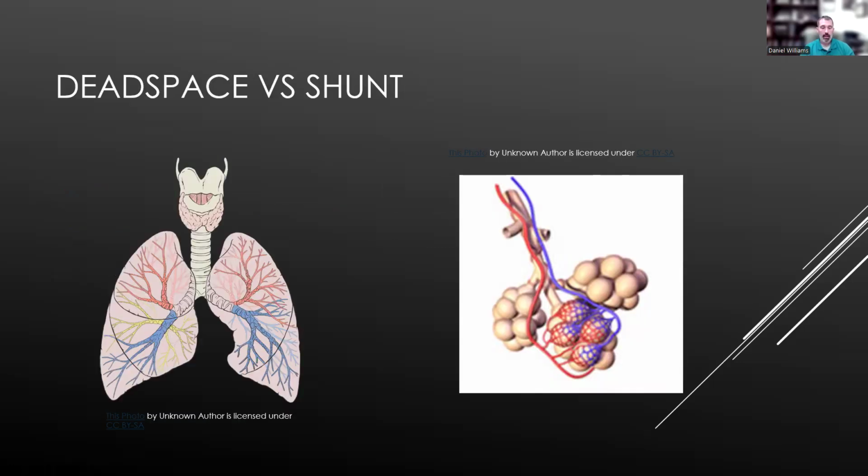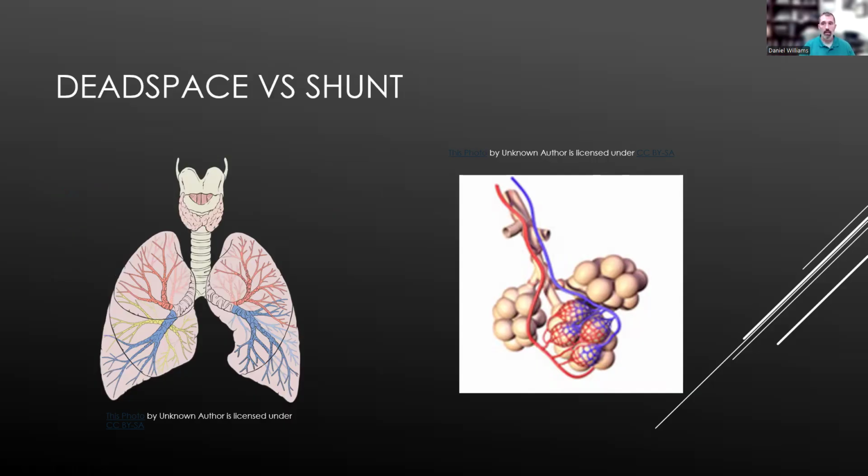So if we look at a couple of things that we're going to discuss next week, we're going to be moving into pulmonary blood flow, which we will talk more extensively about next week, along with shunt. But right now, it's important to understand the differences in the two.